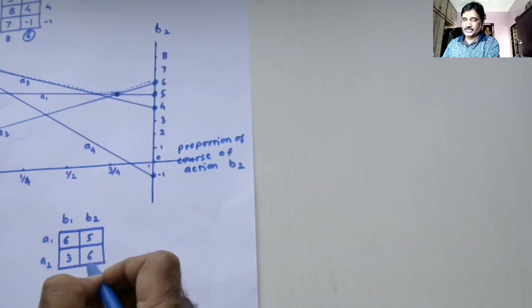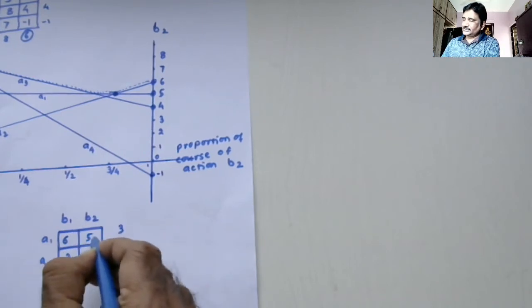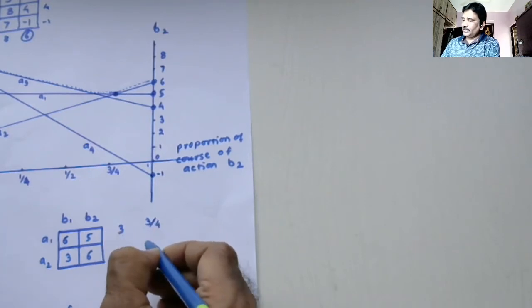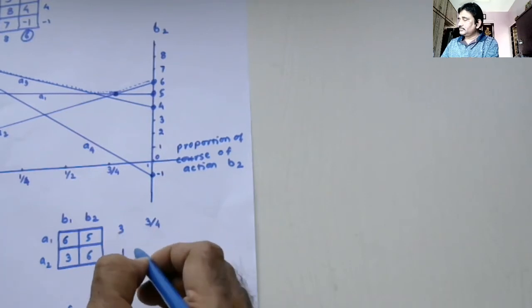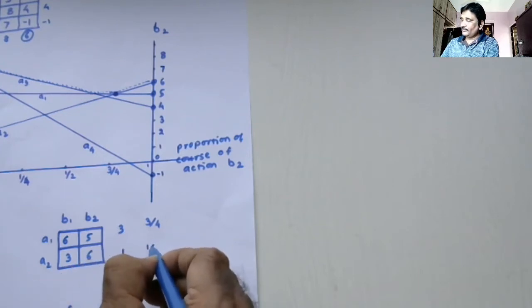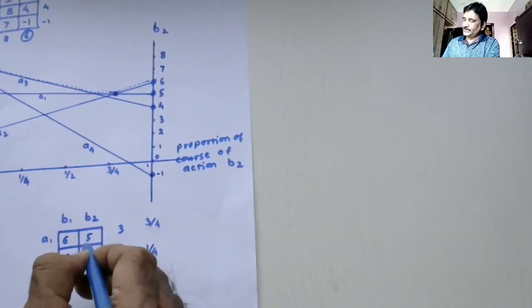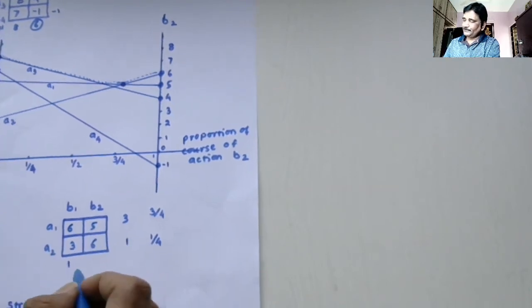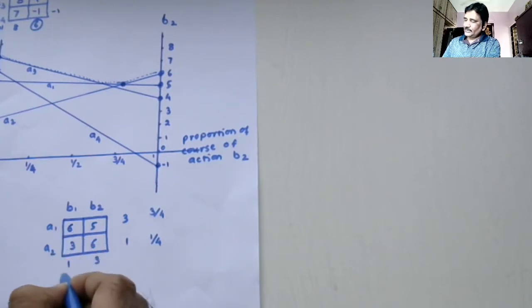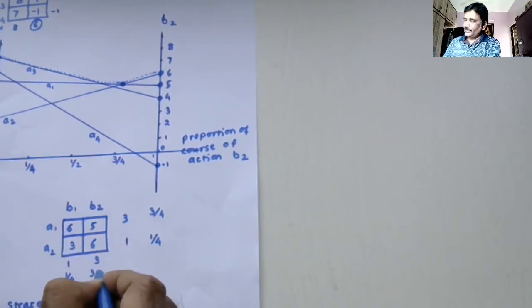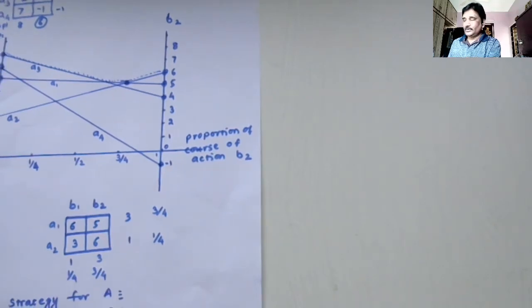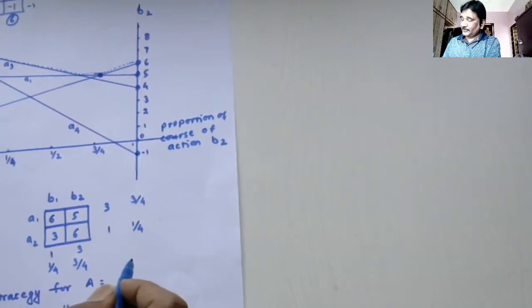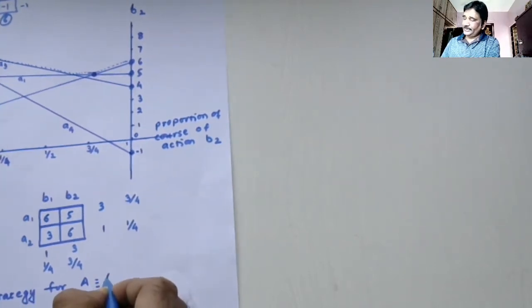You find the differences here: 3 minus 6, that is 3, and 6 minus 5, that is 1. So it goes like 3 by 4 and 1 by 4. And here the difference, 5 minus 6, is 1; you have to write the positive value here. And 6 minus 3 is 3. So 1 by 4 and 3 by 4. All right, 1 by 4 and 3 by 4. Clear? So these are the proportions. Finally, writing the strategy for player A.